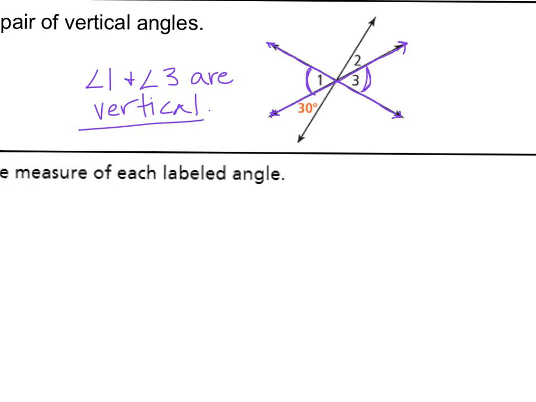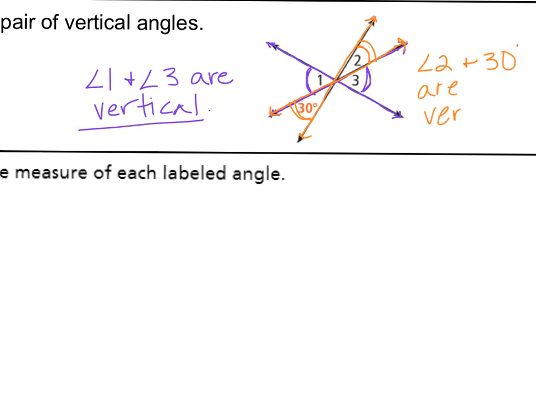Can you see another pair that wouldn't be related to 1 and 3 at all? If I take a look at the other line that's on the picture, we'll draw that in orange right here. I see that that connects to angle 2, and the other line that's used to make angle 2 goes back through here. I can see on the picture that angle 2 is vertical with 30. So we could also say that angle 2 and 30 degrees are also vertical.